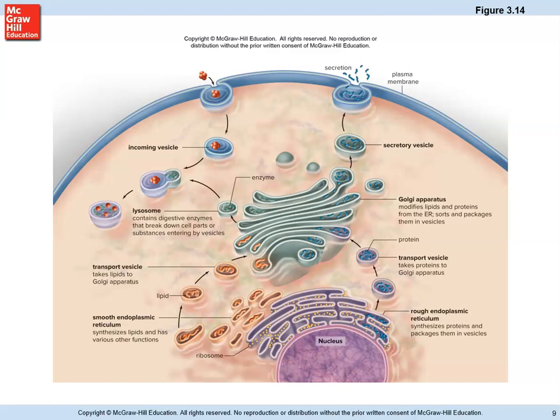So endocytosis is taking something in by swallowing, exocytosis is getting rid of something by spitting out, but both of them use those membrane packages to do that.